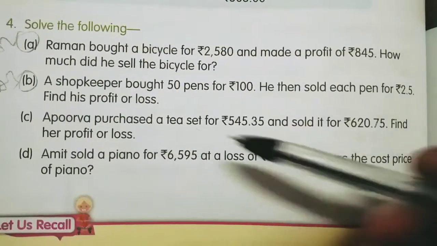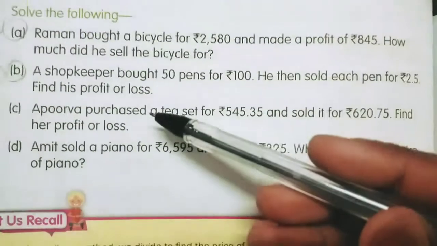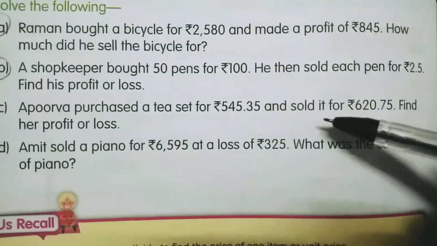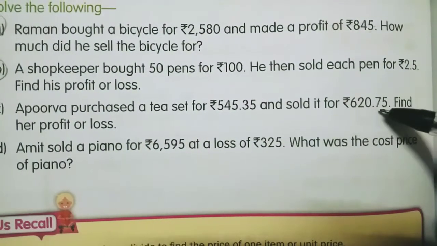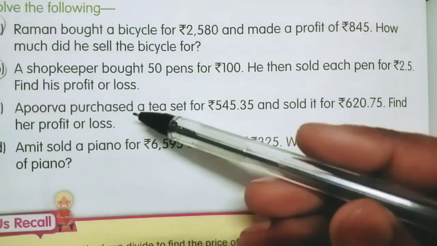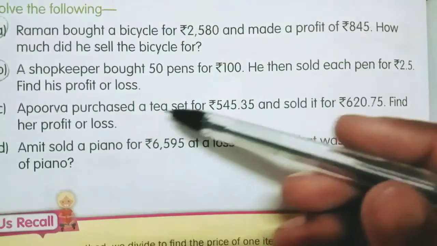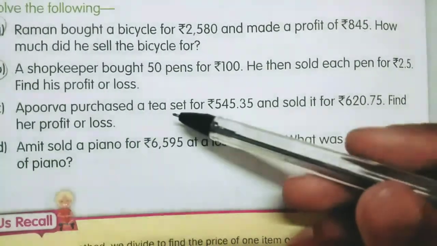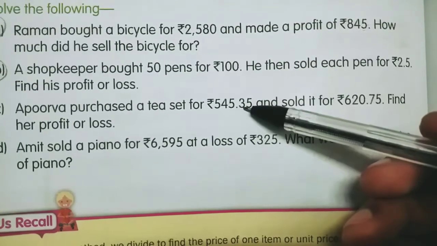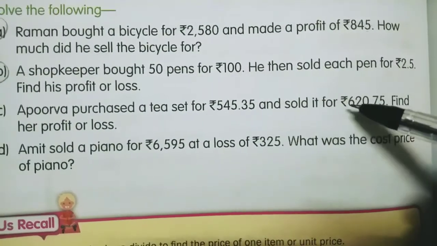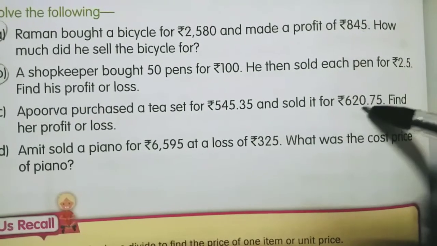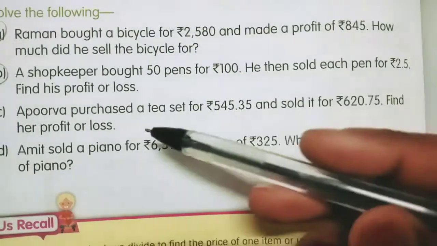Okay, now question number C. Apurva purchased a tea set for rupees 545.35 and sold it for rupees 620.75. Find her profit or loss. Here it's a very simple question. It is directly given: 545 is the CP, the cost price of the tea set. And she sold it for this amount, which is the selling price, SP. So you have to find whether it is profit or loss.